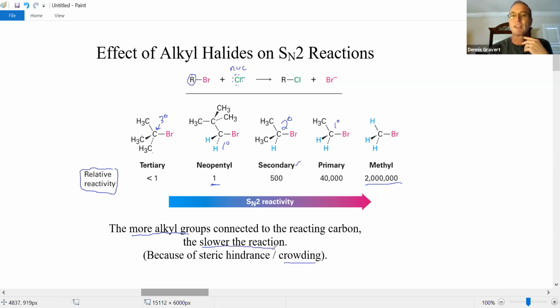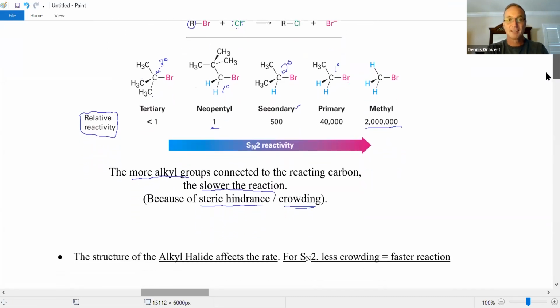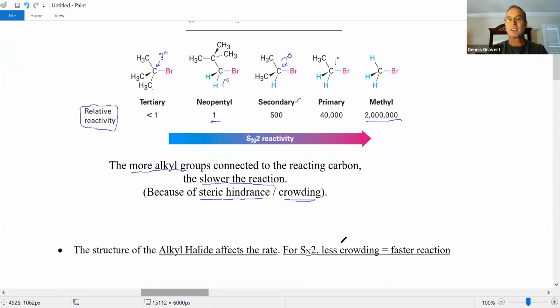It's all about crowding here. And the sciencey word for that is steric hindrance. There's more steric hindrance as you put more bulky groups on the carbon attached to the halide. Okay, so that's our pattern. Sn2 does not like crowding. Less crowding, faster reaction. Boom, we're done.